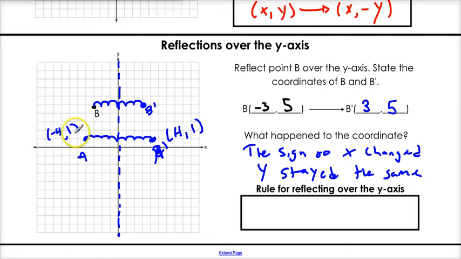And look what happened. We just changed the sign of x. That's all you have to do. So that's going to be our rule for reflecting over the y-axis: (x, y) turns into (-x, y). Change the x, y stays the same. That's a rule, and rules are just to make it easier. You could always use this counting method, but if you want to have a rule, it's a good thing to memorize.